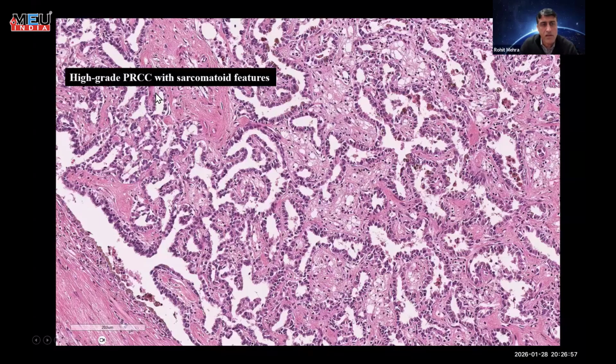Having said that, we do have uncommonly high-grade papillary renal cell carcinoma with sarcomatoid features.